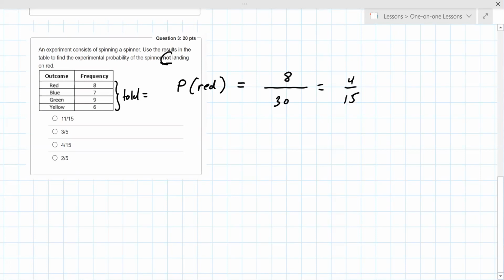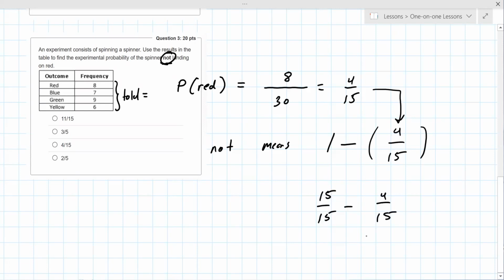Yes. But it wants not. Not means 1 minus your number. And it's easier to read questions when the word not is absent. So if it said what's the probability of the spinner landing on red, you would say it's 4 out of 15. Not red is 1 minus 4 out of 15. Make a fraction with a common denominator, and you get 11 out of 15 for that. Oh, I didn't know that.